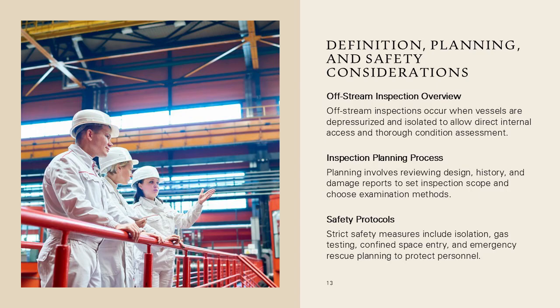Effective planning begins with a review of design documents, operating history, previous inspection reports, and known damage mechanisms. This information is used to define inspection scope, select appropriate non-destructive examination methods, and identify areas requiring special attention. Coordination with operations and maintenance is essential to ensure the vessel is properly cleaned, ventilated, and prepared for inspection.